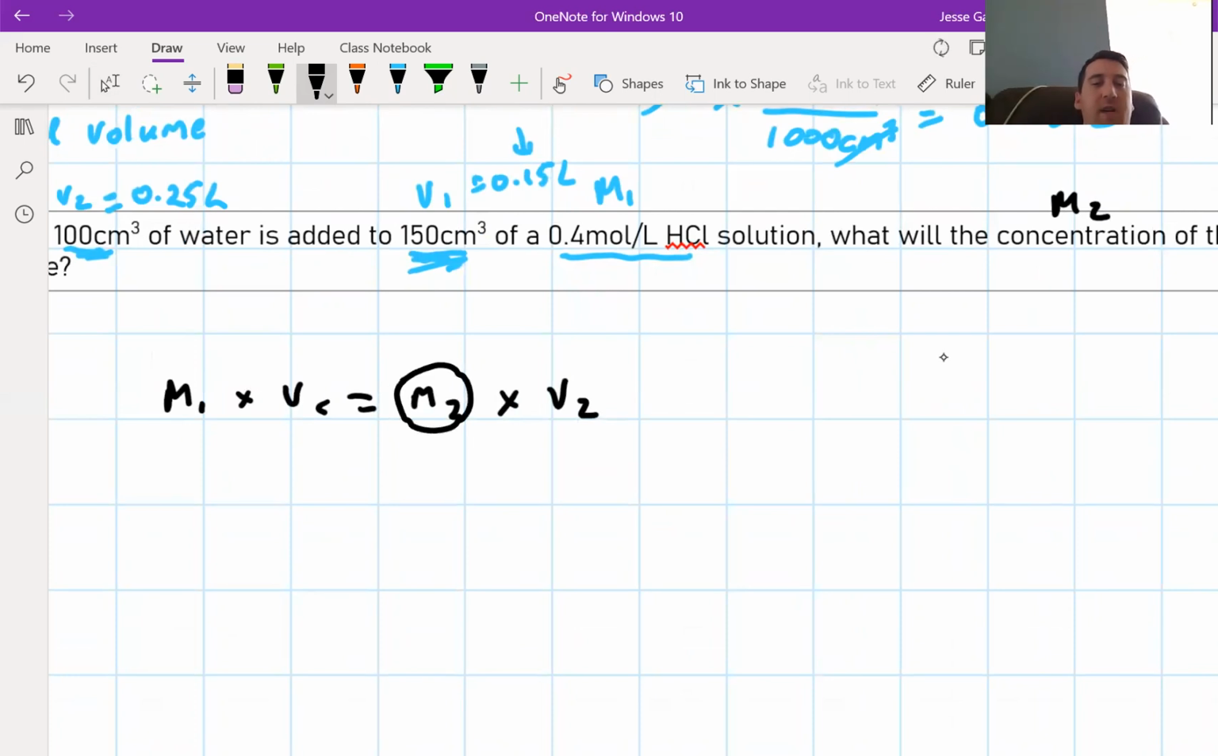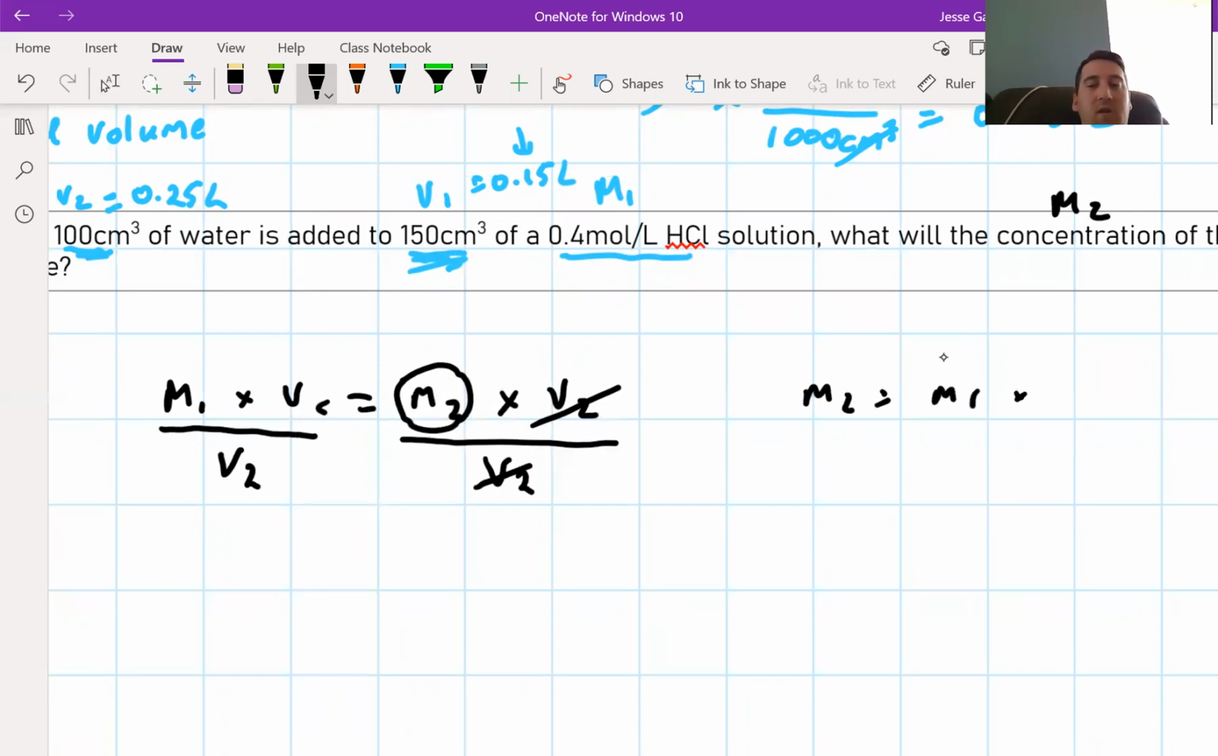Currently, M2 is being multiplied by V2, so I want to remove V2 from that side of the equation. I'm going to divide by V2. V2 divided by V2 gives me 1. Then I have to do the same on the other side because of the equal sign, so I divide this side by V2 as well. Now I've got an equation with M2 isolated: M2 equals M1 times V1 over V2.